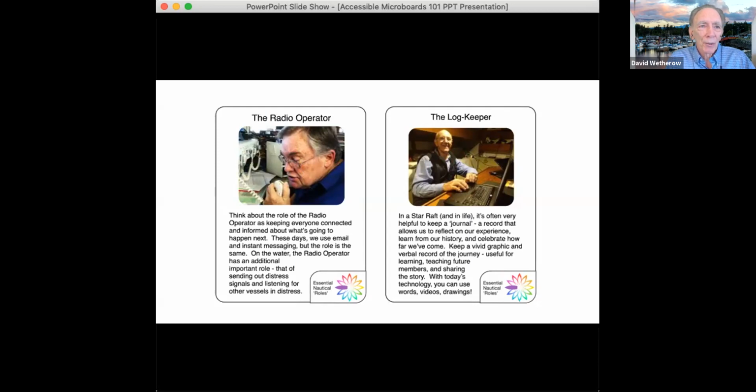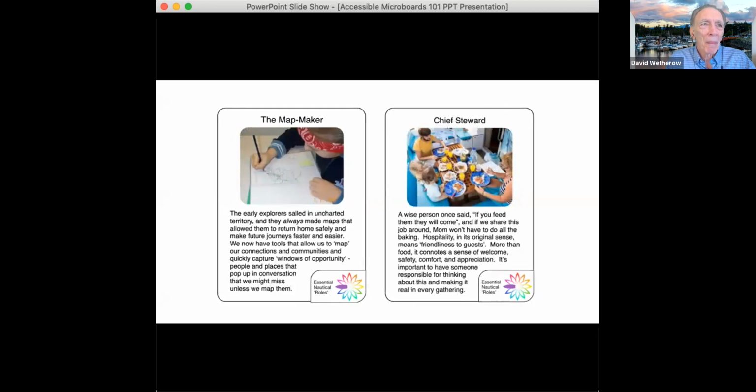It's important to keep a journal, a record that allows us to reflect on our experience, learn from our history, and celebrate how far we've come. So we usually assign somebody to keep a vivid graphic or written or verbal record of the journey. The map maker, it's helpful to have somebody in the background listening for new opportunities, new possibilities as they come up in conversation and making notes about that so that it captures those windows of opportunity before we lose them in the next part of the conversation.